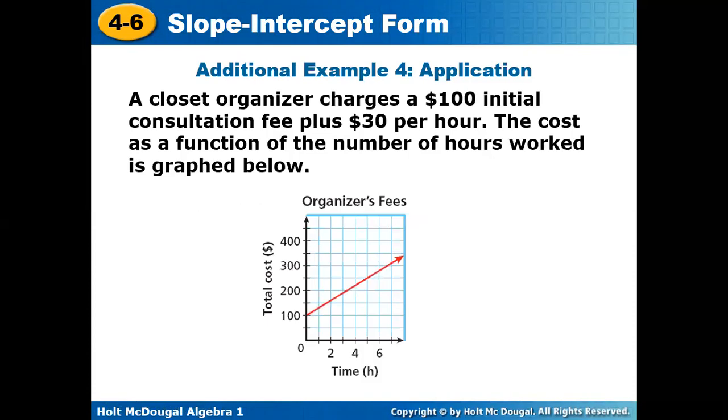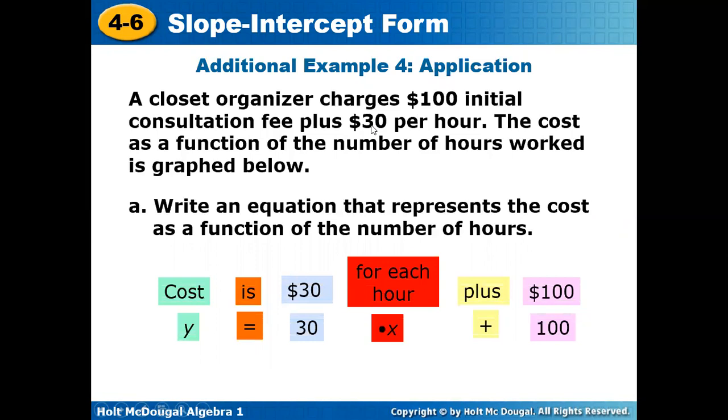Here we have a line. This line has y-intercept 100, and we can find its slope here or from the question, 30 per hour. So also here, the initial is the constant or y-intercept, which is 100 here, and the rate per hour is the slope. So we can write the equation like this: y equals 30x plus 100. The equation is like this.